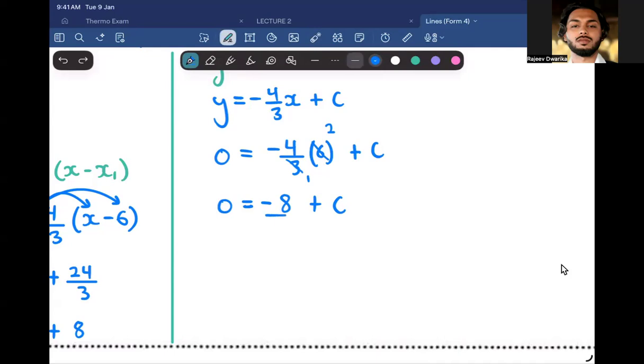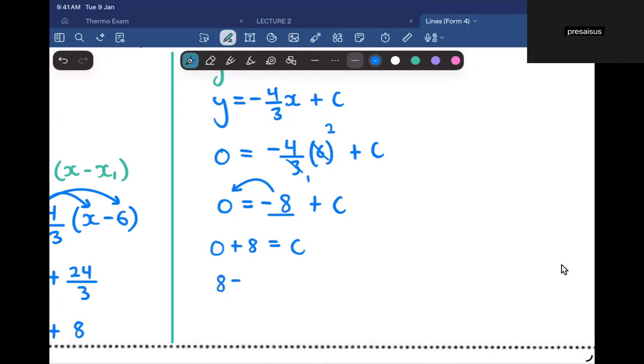You see how we have negative 8 here? You think negative 8 should be where the C is? No, sir. So we should move the negative 8 across. If I move negative 8 across, I'll include the 0 so it's not confusing. It'll become 0. And if you move across, negative 8 is going to turn to what? To positive. And that will be equal to C. What is 0 plus 8? 8. So 8 is equal to C.